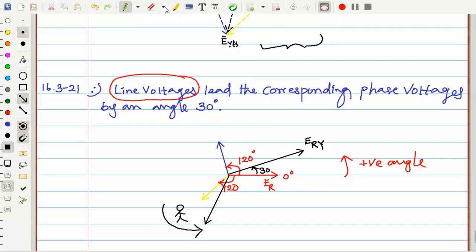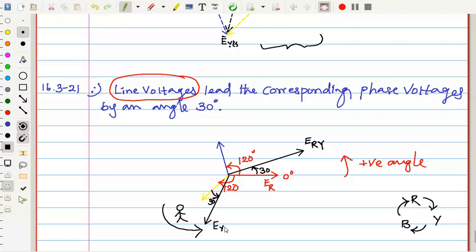So now the angle made by this will be 30 degrees. That's what I said, corresponding phase voltage. Now what is this voltage? It is Y. Next, after Y, what kind of voltage? If the phase sequence is RYB, something like this: this is R, this is Y, this is B. Then make a circle like this. After R we get Y, then after Y we get B.